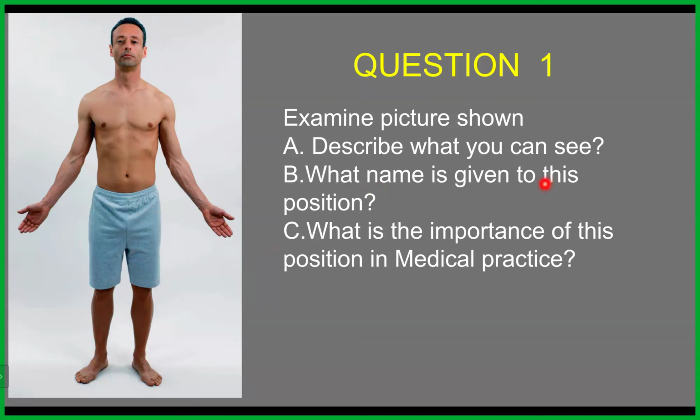What name is given to this position? This is the anatomical position. What is the importance of this position in medical practice? It is the standard reference point to which the positions of every organ are described. So if you want to describe the position of a particular organ, this is the standard picture that enables us to visualize where a particular organ is located. So that is the importance of this position in medical practice.